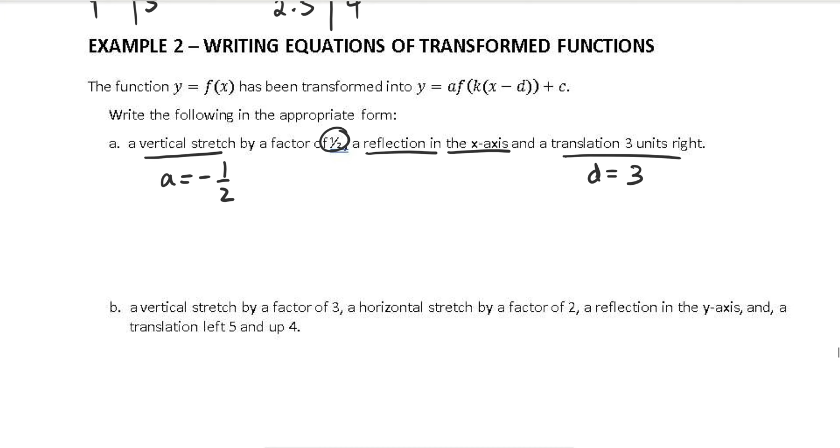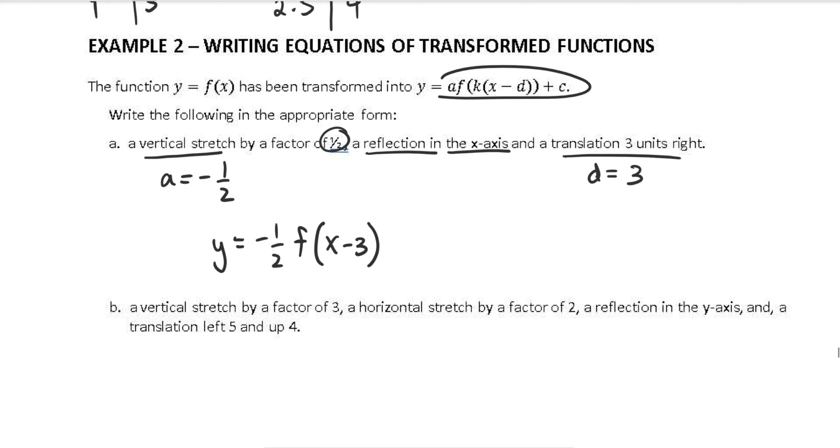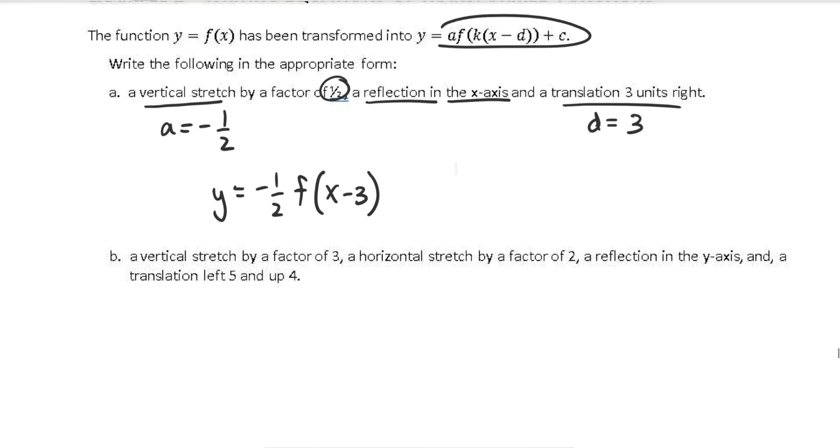Okay. So y equals, A comes first, negative 1 over 2. Just follow this formula here. Your function f, we don't know what the function is. We don't know if it's a square root function or a quadratic function or whatever function. So leave it as f. There's no k value. Okay, if d is positive 3, then your equation is going to be x minus 3. And then we have, well, that's it. No other translations up or down, so no c value at the end.